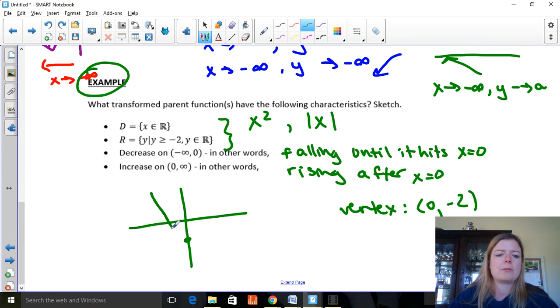So it's either going to be a quadratic that looks something like this. That's really bad, sorry. Or an absolute value. So it's basically the same thing, just with lines. Okay? Something like that. Those are your two choices.